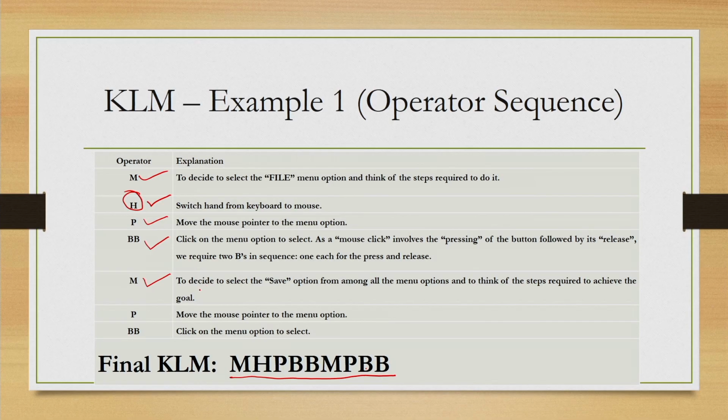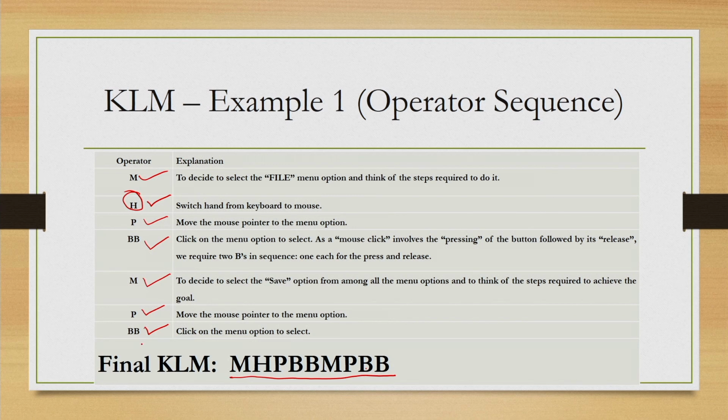This M is required to decide to select the save option from among the set of menu options shown after we clicked on the file menu option. This will be followed by another P, which is required to move the mouse pointer to the menu option of save, and finally clicking on the save option, or two B's, BB.